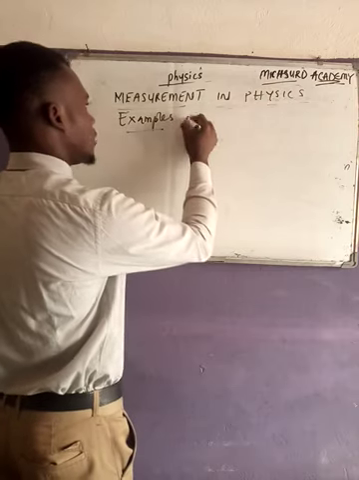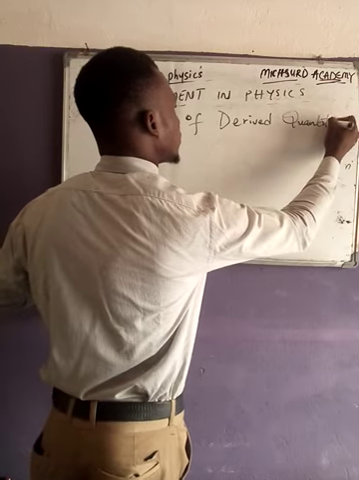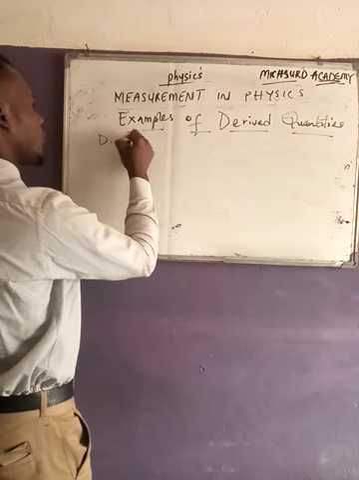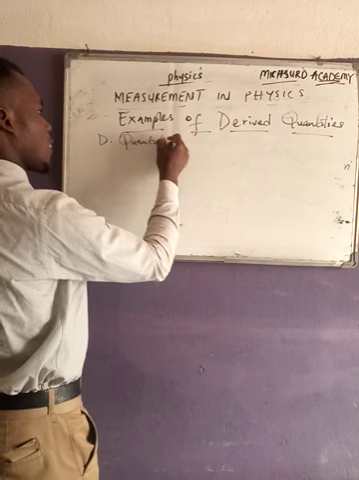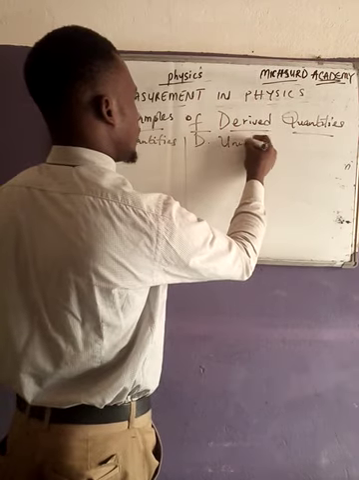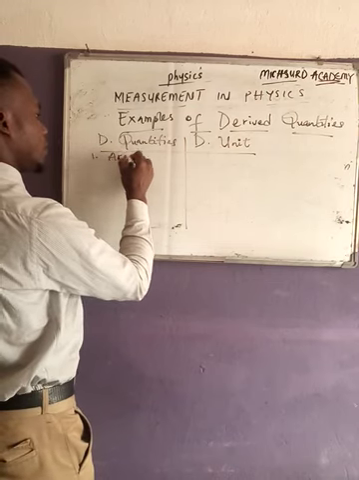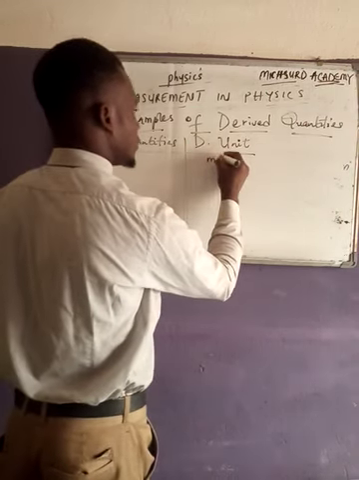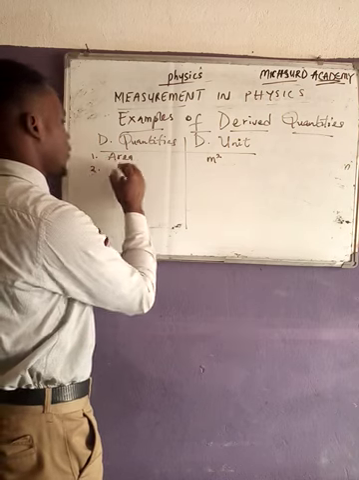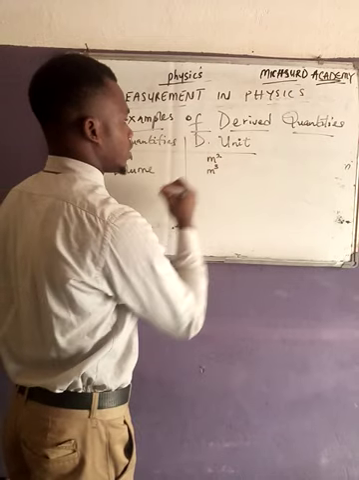So we have examples of the derived quantities. I'll write the derived quantities here. Then I'll write the derived units here. Alright, so number one example we take is area. Area is given as meter square. That's the unit for area. Okay, we have volume as another derived quantity. It is given as meter cube.